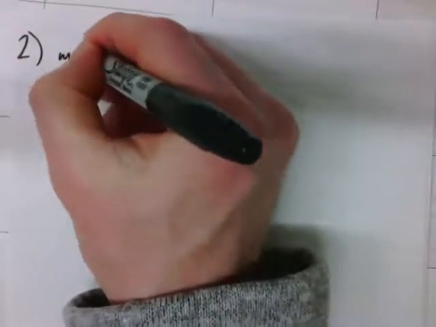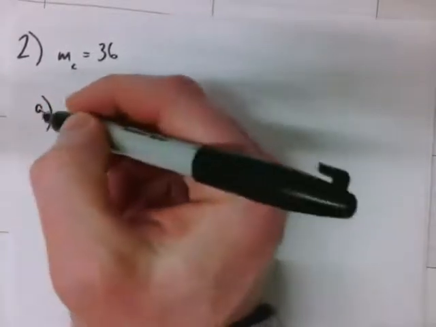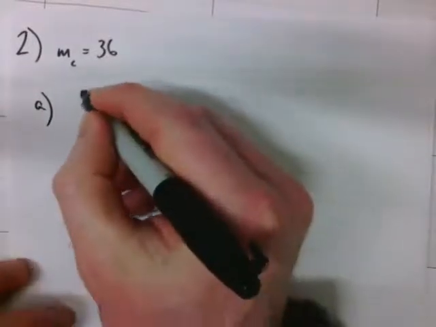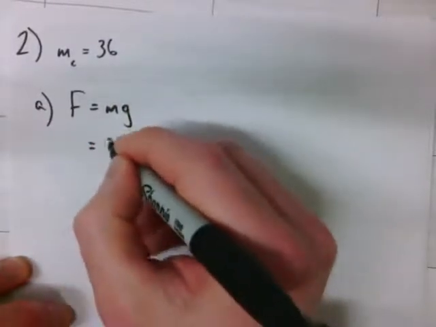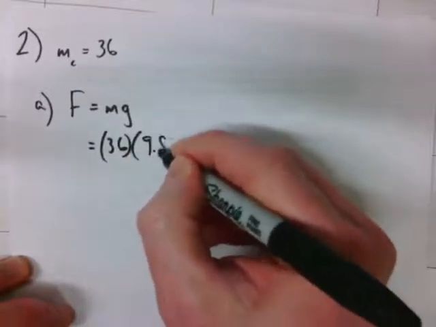Number 2. Question number 2 says, a child has a mass of 36 kilograms, so m of the child equals 36, and is sitting on a seat on an amusement park ride. The ride makes the seat move up and down. Of course it does. Determine the normal force acting on the child when the child is moving. So A, moving at a constant velocity of 12 meters per second. Constant velocity means there's no outside acceleration. It's just gravity. So F equals mg, which is 36 times 9.8.